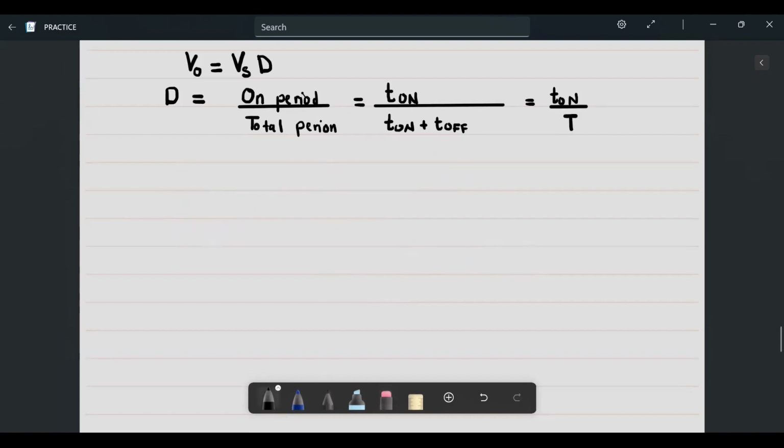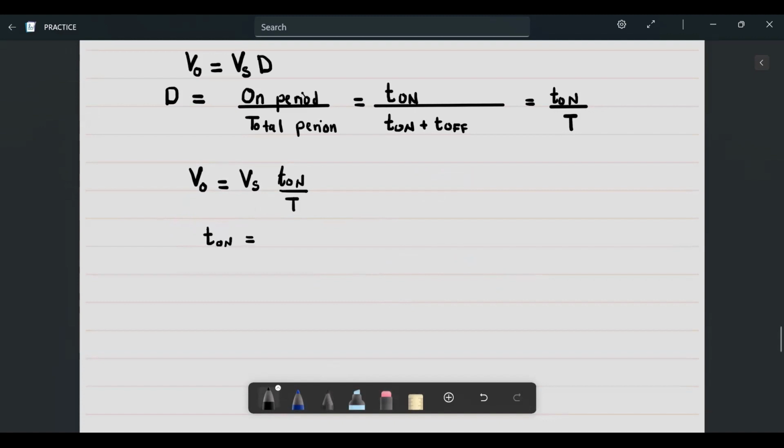So now you can replace D with what? T on over the total time period, right? So we have the equation now. The equation looks like this: VO is equal to VS times T on over T. We have VS and VO, but we don't know T on. So we have to find the total time when it was on. Once you know the time when it was on, you can also find the time when it was off, right?